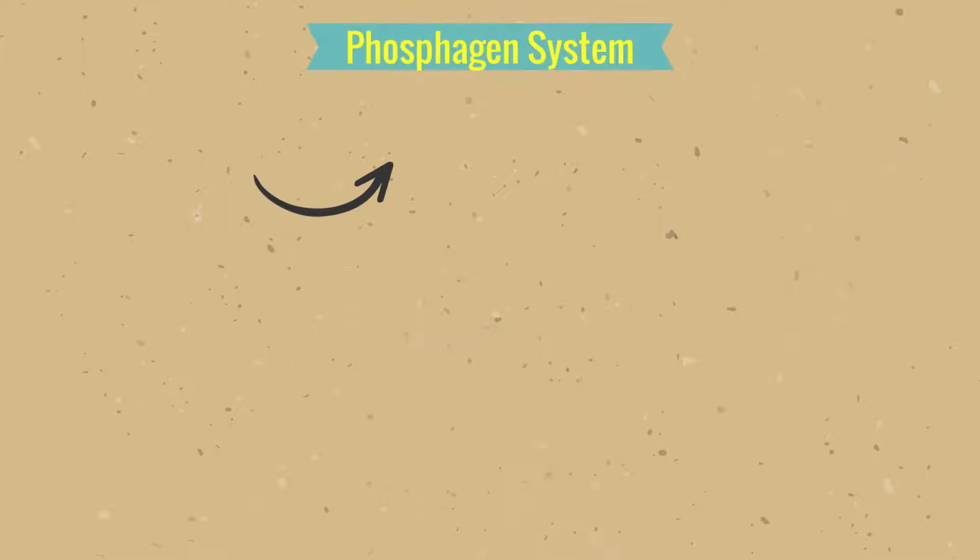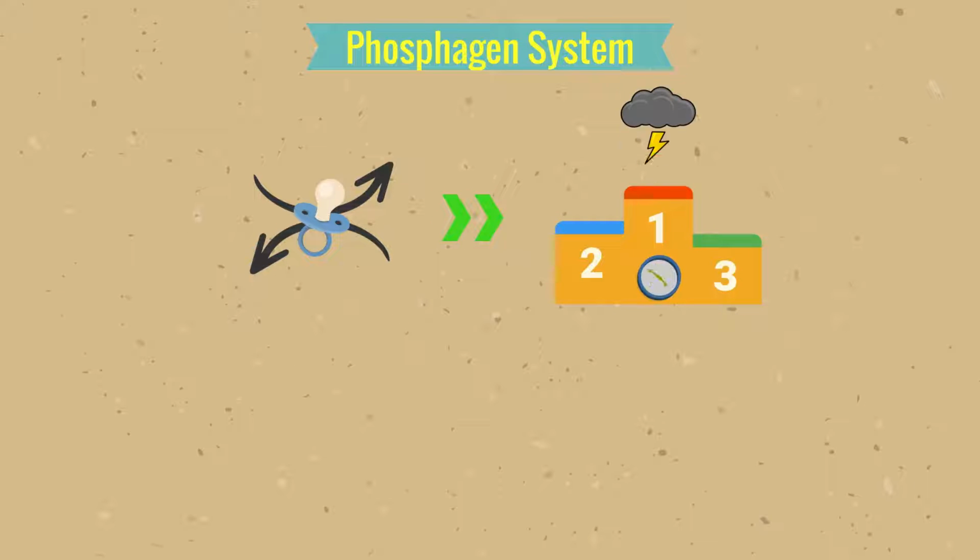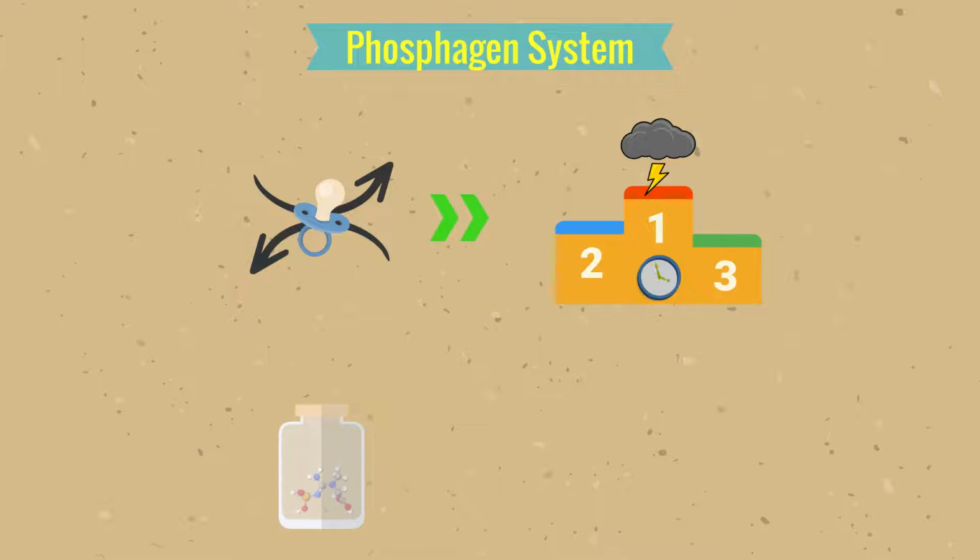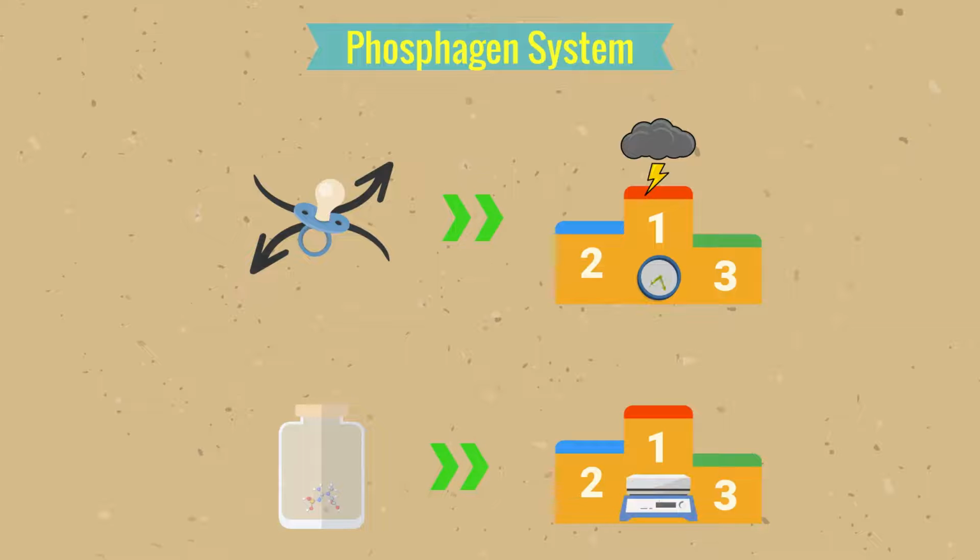The simple pathways for this system allow the reaction to proceed at a high rate. However, CP is stored in relatively small amounts. Therefore, the Phosphagen System cannot be the primary supplier of energy for continuous and long-duration activities.